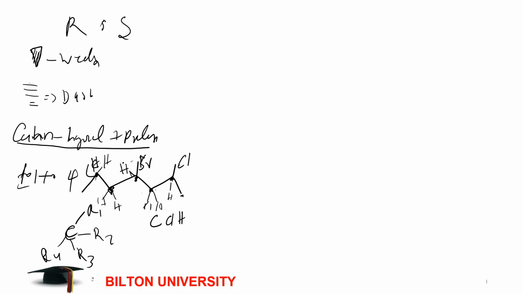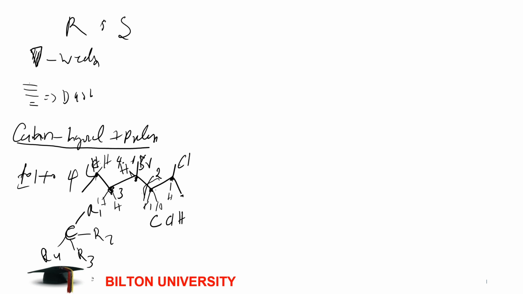In this case, this one will take our second priority because chlorine is greater than these 2 carbons. So this one will have our first priority, then this side will have our second priority, and then this side will have the third priority, and hydrogen is going to have the least priority. Most of the time hydrogen has the least priority, number 4.